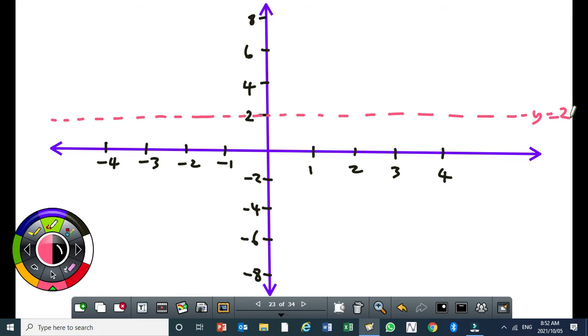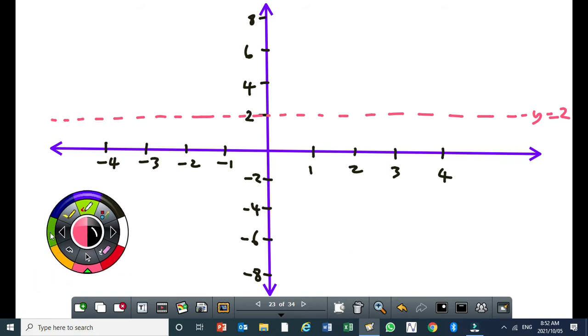Okay, let me use a different color. So that's my vertical asymptote. You can label it. This will be x equal to 1. Right. Now, I want you to know something which was not part of your question, but which you may need to know in your final exam.